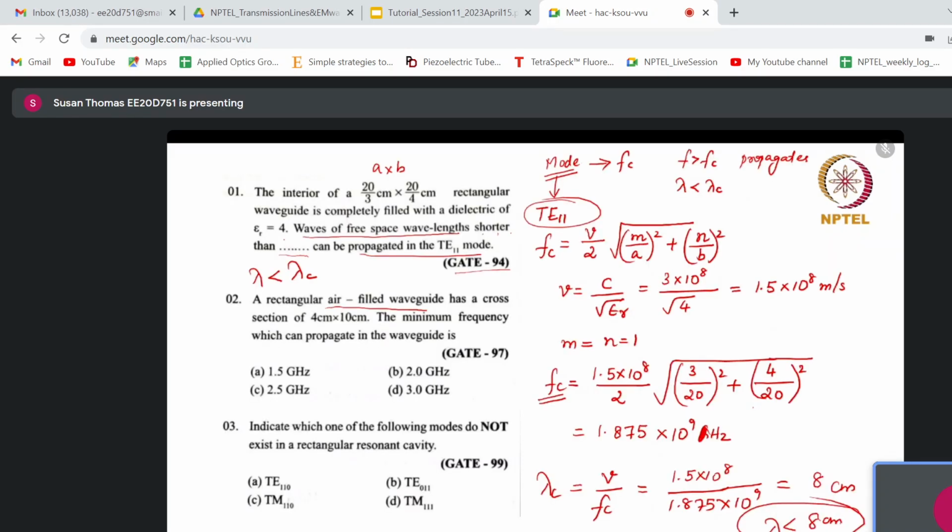First, let us note down the dimensions of the waveguide. If you see 4 into 10, the longer dimension is A and the smaller dimension is B. So here A is 10 centimeter, B is 4 centimeter.